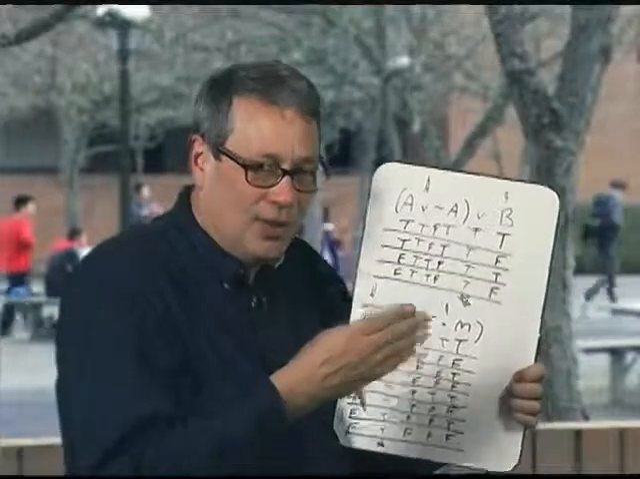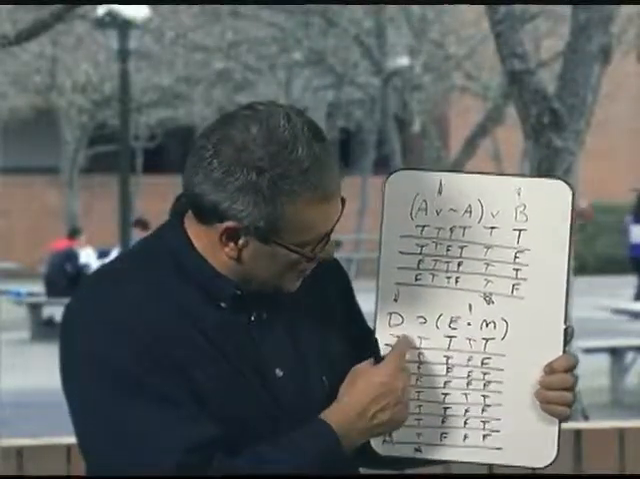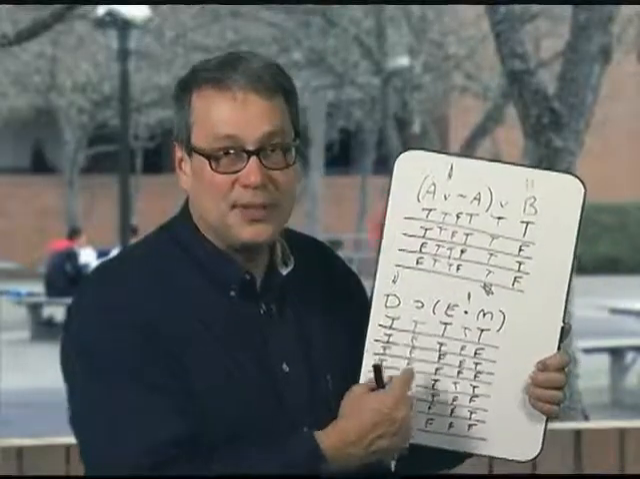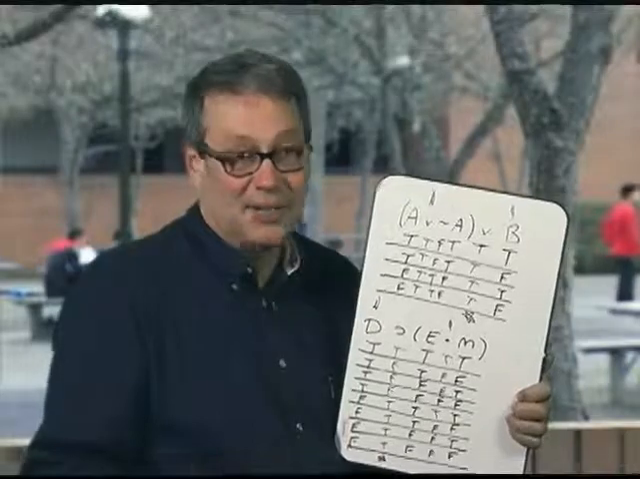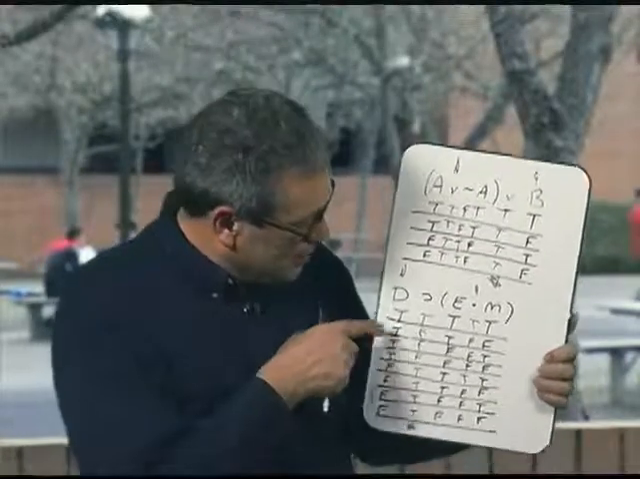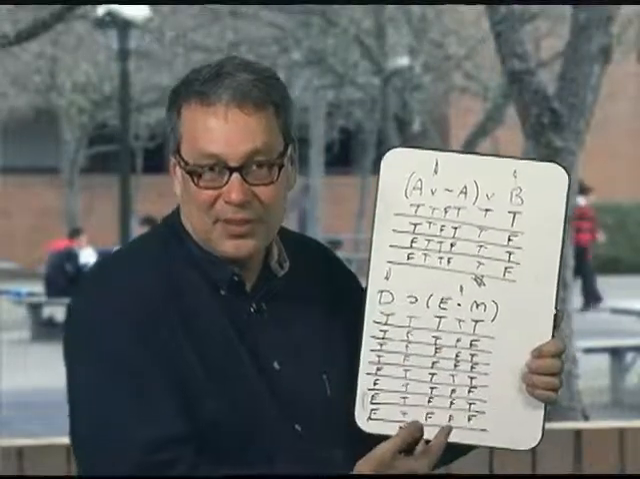Well, it's either going to have all T's, all F's, or it's going to be a combination, like this one here. We have at least one T, at least one F. This one's a contingency. A contingent statement is one that's true sometimes, false sometimes. It just kind of depends upon how the world's set up. So it looks like it depends on what the truth values of D, E, and M are as to whether the statement will be true or false.